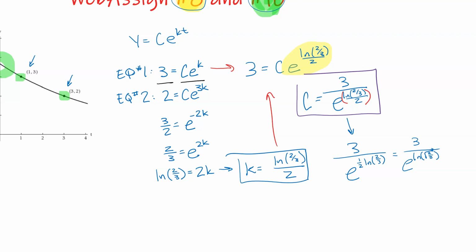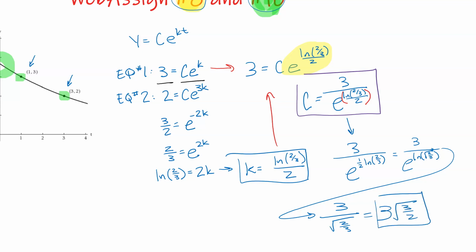The reason why I want to write it that way is because I can then rewrite it as 3 divided by the square root of 2/3, which is equal to 3 times the square root of 3/2. So if you're somebody who's bothered by an e to the ln of something and you want to rewrite that without the e's and the logarithms, you can. Okay, now I'm officially done.